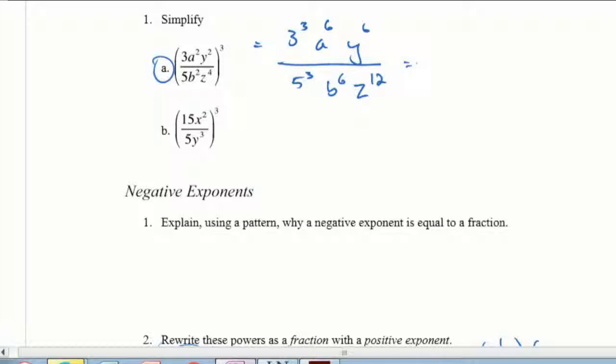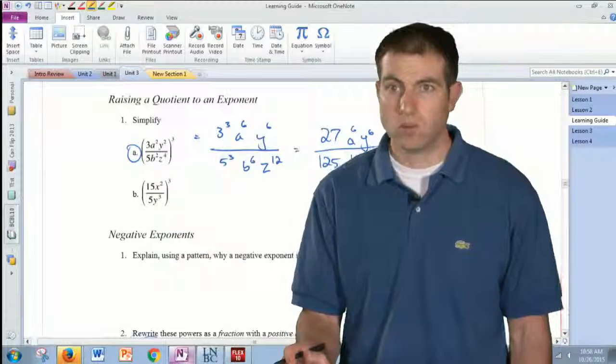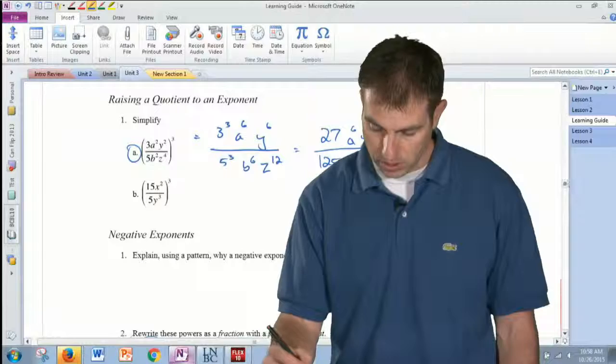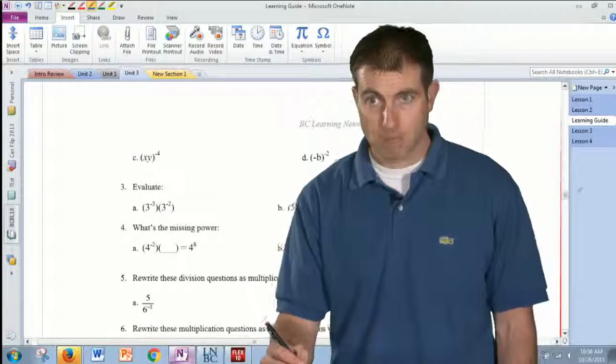I can evaluate the 3 cubed as 27, 5 cubed as 125. A, B, Y, Z, all different, so I can't simplify them. That's about as simple as it gets. Page 5, 2B, 1A. Negative exponents 2A and B. Did those? I think I'm good.